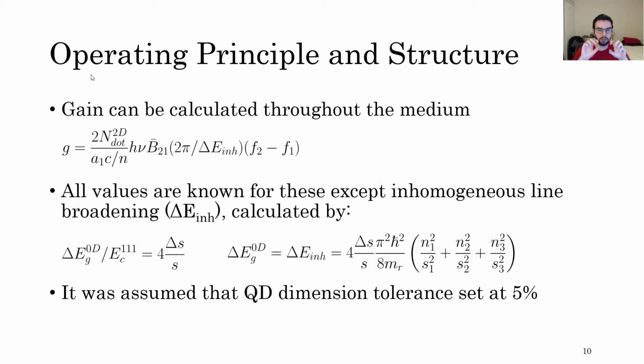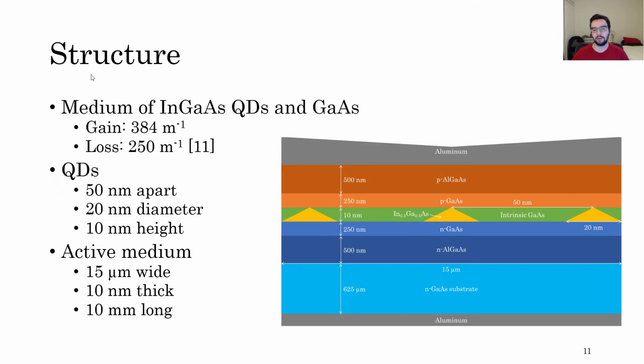So the difference between the size of the dots releasing having different band gaps is minimized. I looked at the calculation, and I got a gain of 384 inverse meters and a loss of less than that, so we're going to have net gain. The quantum dots are 20 nanometers in diameter and 10 nanometers in height, but they are 50 nanometers apart.